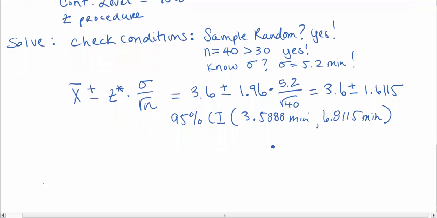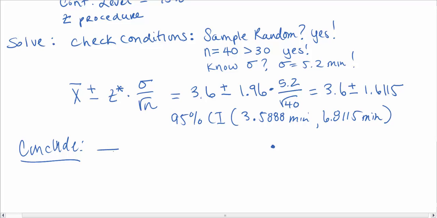All right, so the very last step is to conclude. So in our conclusion, we want to do a couple things. We want to use context, and we want to state the confidence level that we used and make sure that we use units when we do our upper and lower bounds.